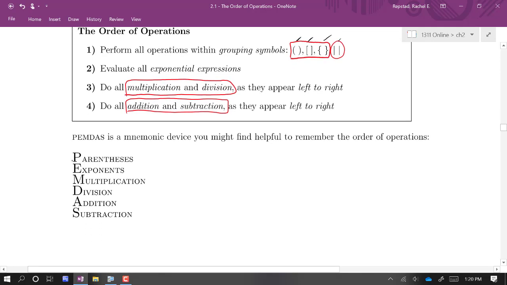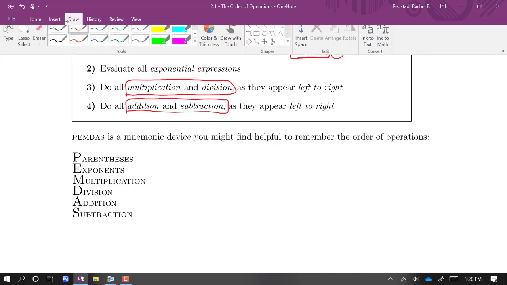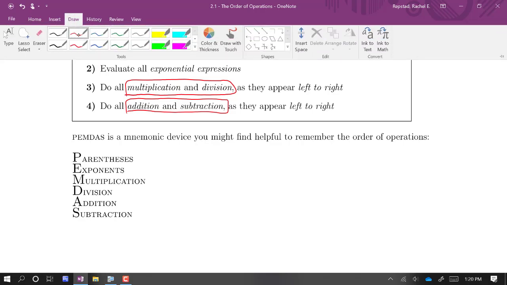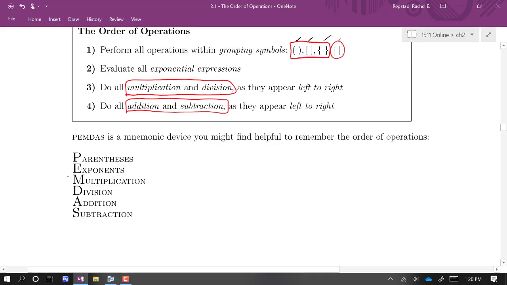This is a mnemonic that people often use to help them remember the order of operations. PEMDAS, I'm just going to emphasize here. When you remember PEMDAS, it can invite you to think that multiplication comes before division or that addition comes before subtraction. But in fact, this is a group, and we do them as they appear left to right.